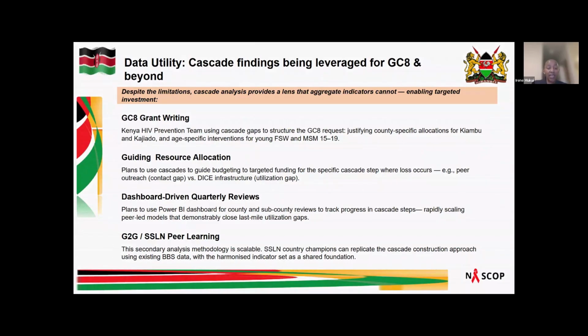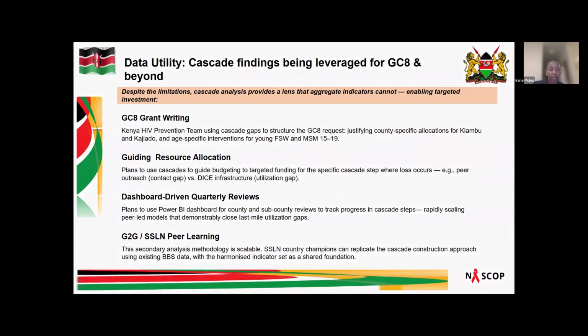We have had the cascades used for different purposes. We had a recent meeting with the HIV prevention team at NASCOP, and the current ongoing Global Fund grant, Cycle 8 grant writing, is looking at the cascade data and utilizing this, especially for the counties that were covered in the development, which is really exciting to see this level of utility.